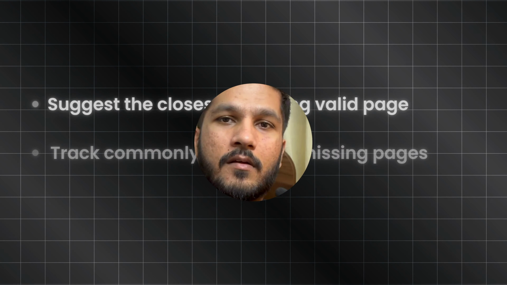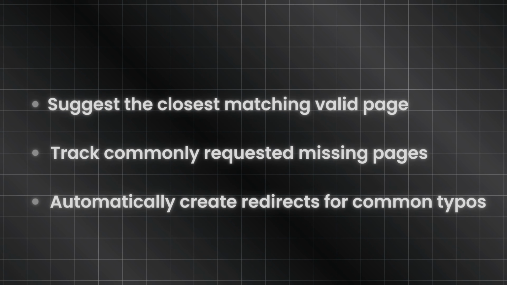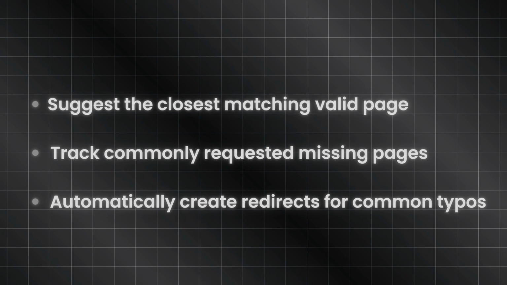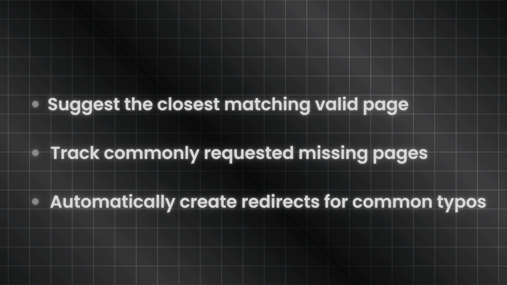For example, we discovered that a lot of our users were trying to hit old blog URLs. So we set up proper redirects. Router.asPath shows us what was the exact URL the user was trying to reach. In our application, we use this to suggest the closest matching valid page, track commonly requested missing pages, and automatically create redirects for common typos. These small improvements significantly reduced our lost users.